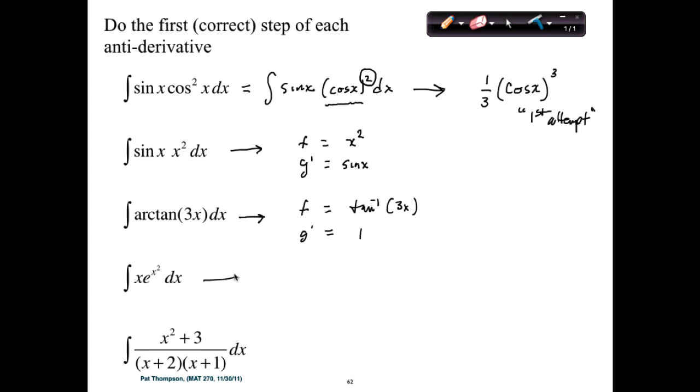Next one. X times e to the x squared. Notice, interior function, x squared. Is x the derivative of x squared? Essentially, yep, the power is right. That's all we need. We need the power to be right. X squared and x. Therefore, undo chain rule. First attempt, antiderivative of e to the something. E to the something, first attempt. Two? 1/2.